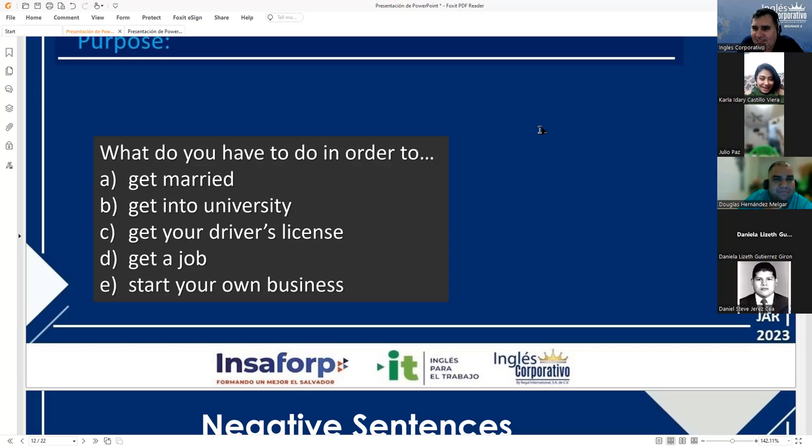Is the pay reservation, teacher? Sorry? The reservation? Without marriage? Yes, you have to make a reservation for the reception. And you have to make a reservation for the hotel, for the honeymoon. If you're going to travel, you have to buy tickets. Okay, excellent, very good.